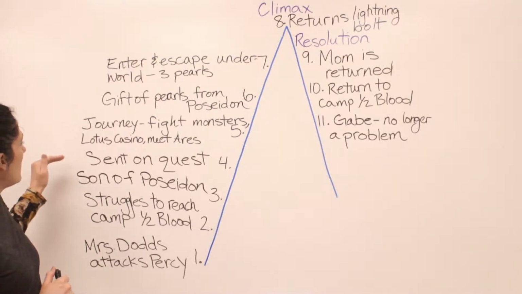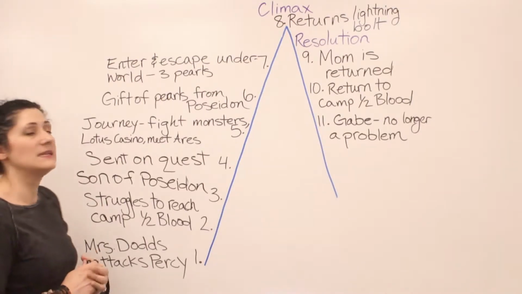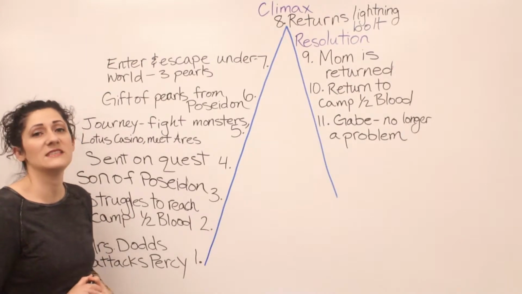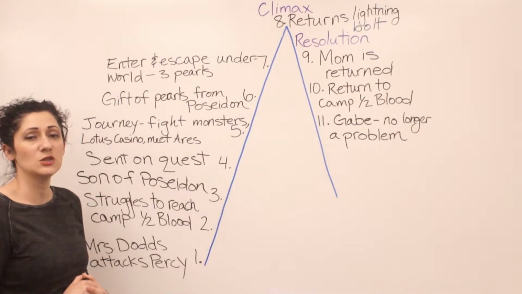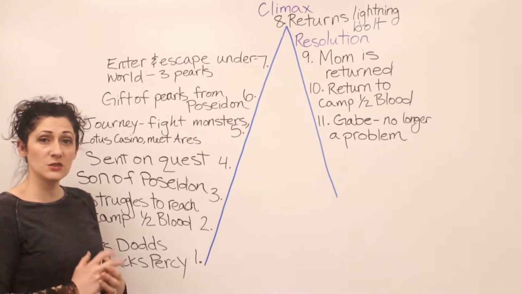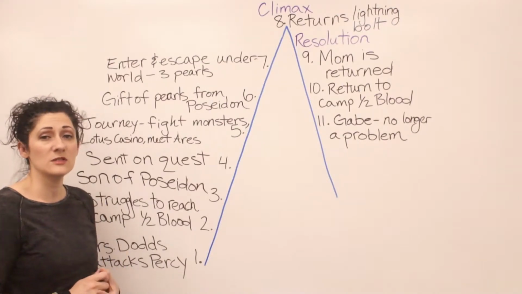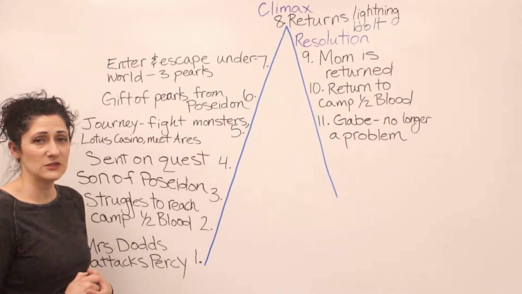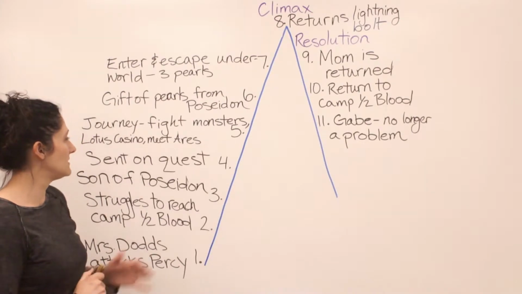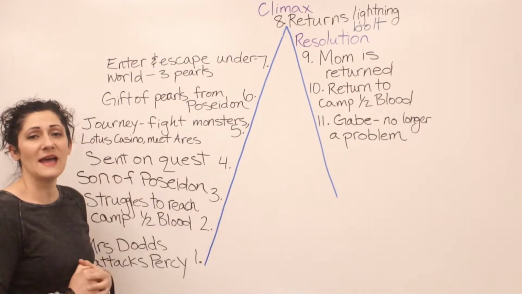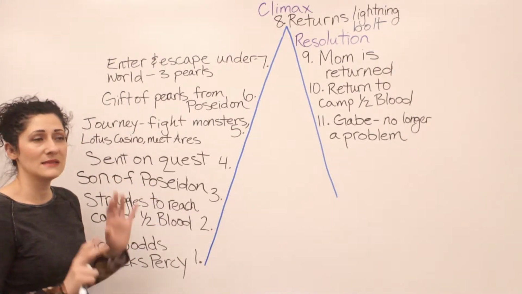Next, he is sent on a quest because he is accused of stealing this lightning bolt. He needs to try to get the lightning bolt returned to Zeus by the summer solstice, which is the deadline Zeus has set. So he has to figure out where this lightning bolt is at and get everything figured out.